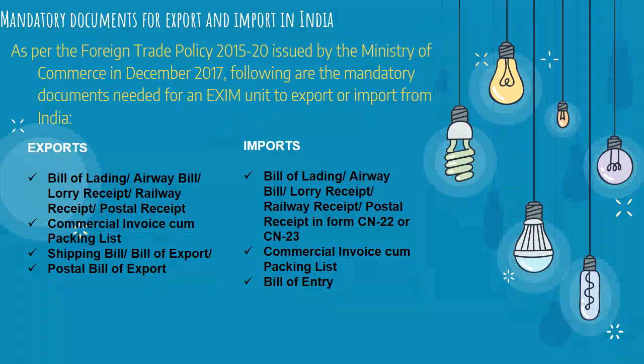Mandatory documents for export and import in India. As per Foreign Trade Policy 2015 to 2020, issued by the Ministry of Commerce in December 2017, following are mandatory documents. For exporters, they should have the transport bills, that is, bill of lading or airway bill or lorry receipt or railway receipt or postal receipt. They should have a commercial invoice cum packing list, and they must have a shipping bill or bill of export and postal bill of export. For import conditions, they should have the same transaction bills, and they should have a commercial invoice cum packing list and a bill of entry.